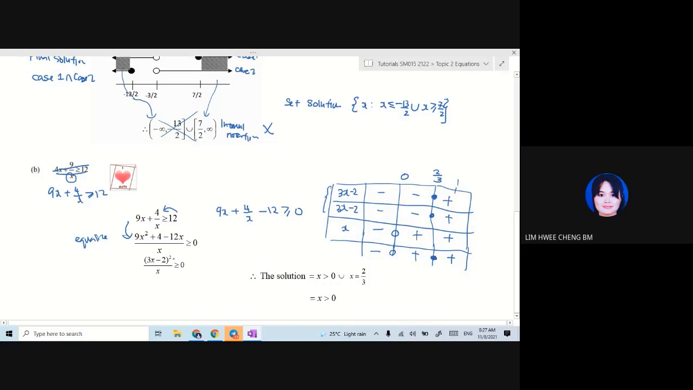Now we choose the region. So the question is going to have the 3x minus 2 square over x greater or equal than 0. So you have to choose the positive region. So this side and this side including this. So we can merge. That's why the solution should be x is greater than 0 union with x equal to 2 over 3. So this one we can merge. Maksudnya kita ambil semua sekali kat sini. So it's greater than 0. Boleh? Boleh ke? Boleh. This is how we solve it.